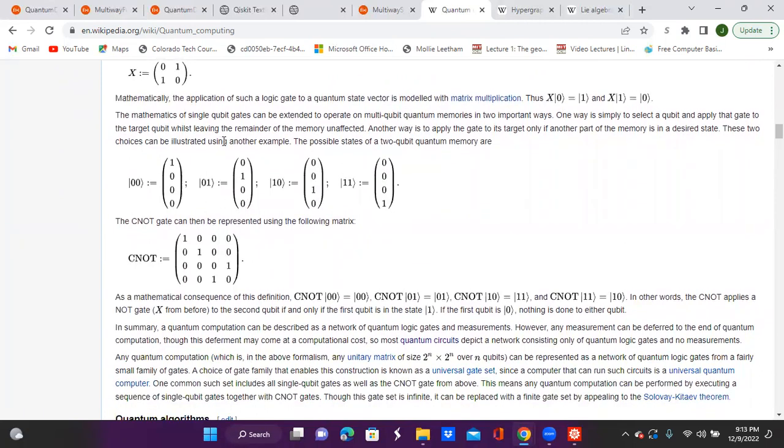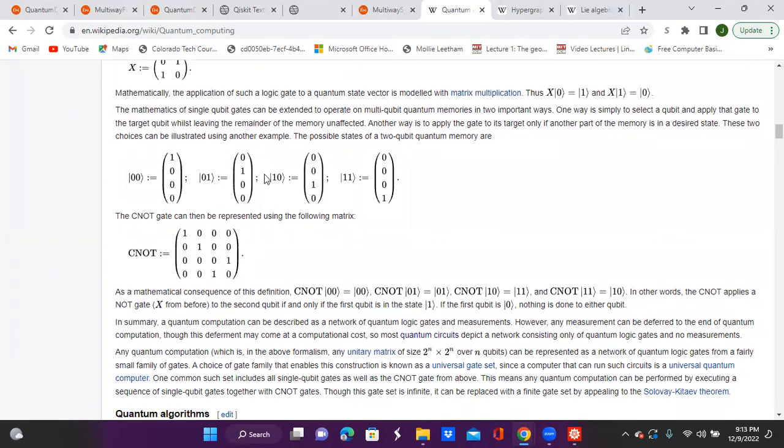The mathematics of single qubit gates can be extended to operate on multi-qubit quantum memories in two important ways. One is simply to select a qubit and apply that gate to the target qubit whilst leaving the remainder of the memory unaffected. Another way is to apply the gate to its target only if one other part of the memory is in a desired state. These two choices can be illustrated using another example.